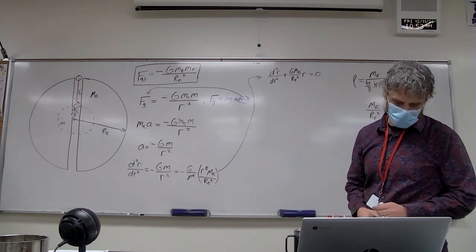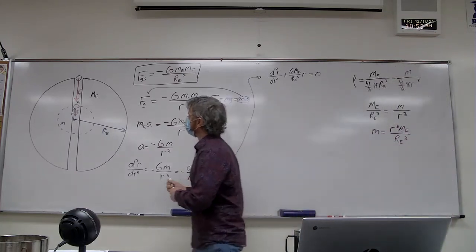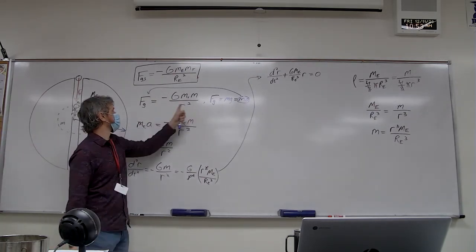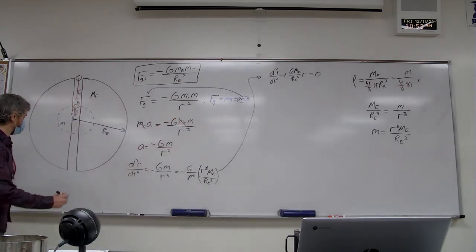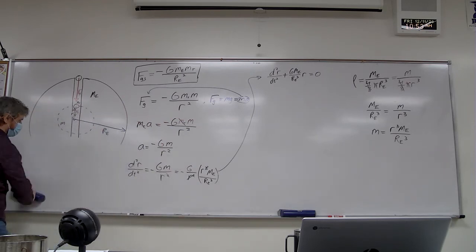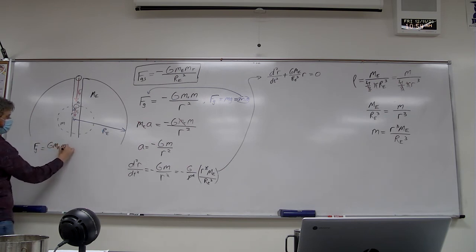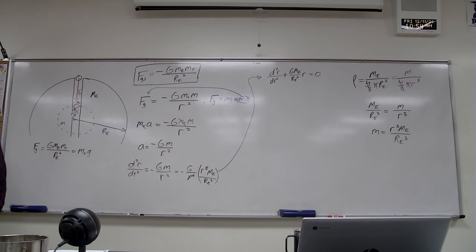Remember that we can always look at what we did here. The gravitational force is given by Newton's law of universal gravitation. It's also given by mg. So I can say that the force of gravity on Trenton is big G times the mass of the Earth times the mass of Trenton over the radius of the Earth squared. That also equals the mass of Trenton times little g at the surface, right? g is 9.8.